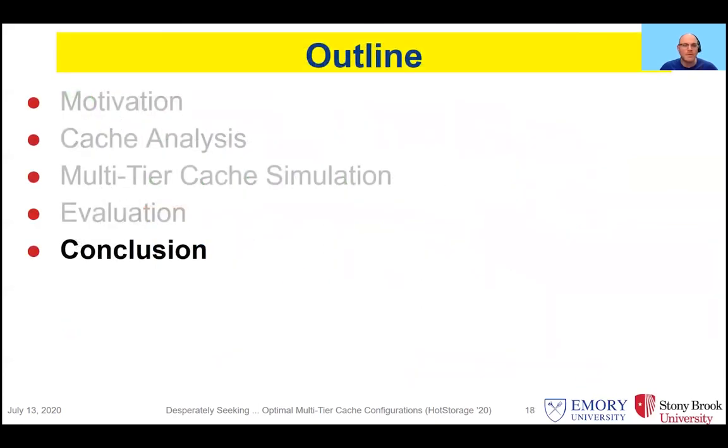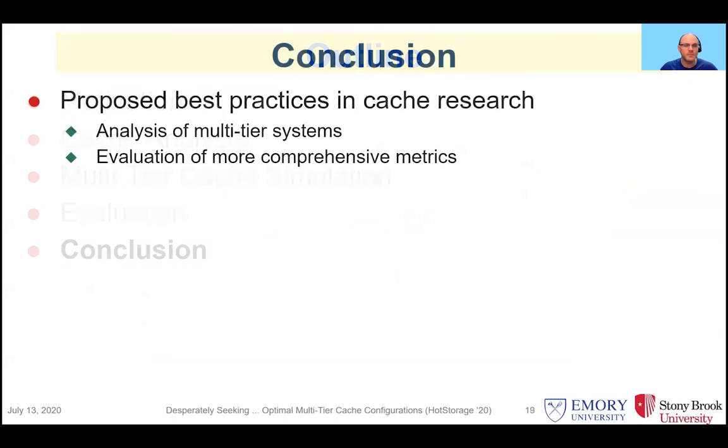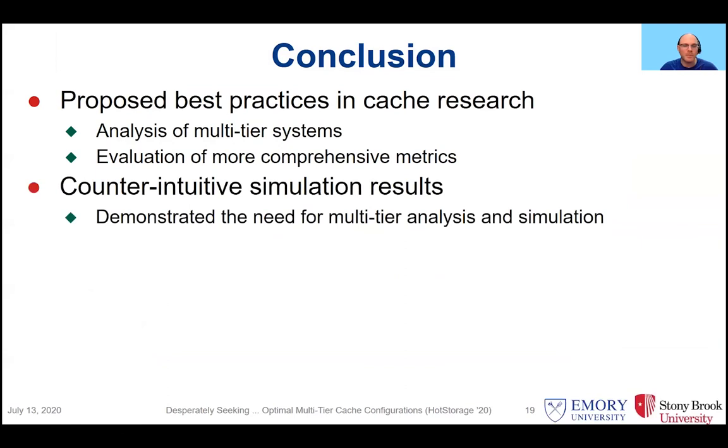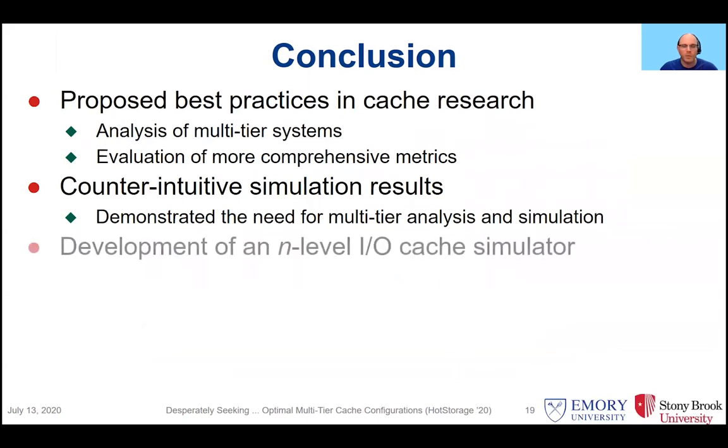I'll now conclude and mention some of our future work. In this work, we propose best practices in cache research, including the analysis of multi-tier systems and evaluation of a more comprehensive set of metrics. We extended PyMimircache into a multi-tier I/O simulator and ran simulations on 36 traces with many different configurations. We presented interesting and counterintuitive results from these simulations, demonstrating the need for multi-tier analysis and simulation.